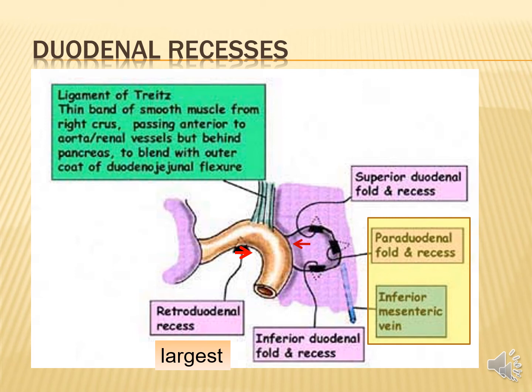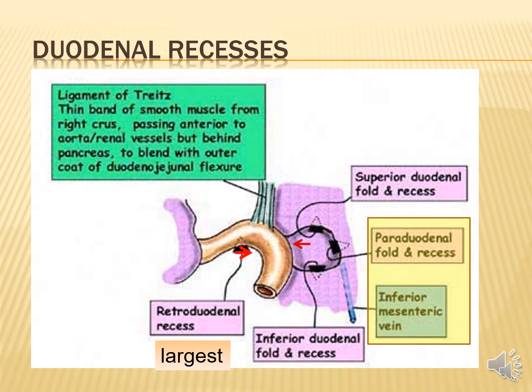And one important thing, the inferior mesenteric vein, is a very important relation of paraduodenal recess, and it has to be remembered if we are treating hernias, if we are doing surgical repair of hernia, then we have to remember this relation.